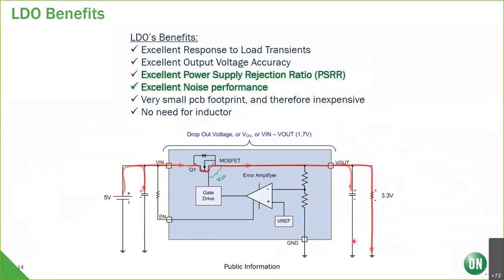So LDOs have really great benefits, okay? They have excellent response to load transitions, because you've got this analog loop that's tightly coupled. You've got excellent output voltage accuracy because these resistors and the VREF can be trimmed at the factory. You've got excellent power supply rejection ratio, PSRR, and noise performance. So if you have a ripple on the input, if this device is designed properly with the error amp, the gate drive and the trim, you can highly attenuate that input noise and make sure it doesn't get to the output. And that's a big advantage of LDOs. It's got a very small footprint, therefore inexpensive, and no need for an inductor. So a lot of benefits for an LDO.